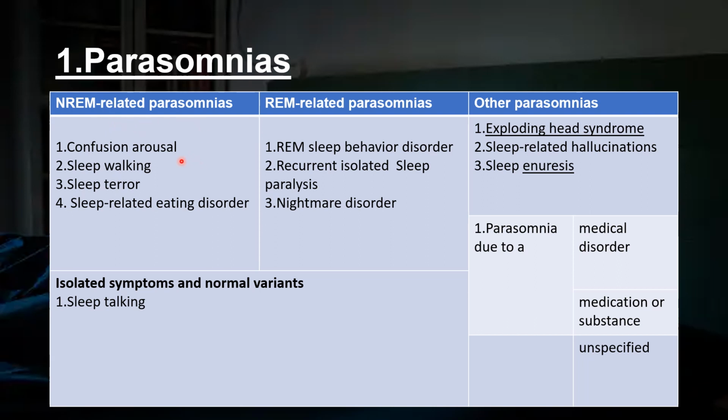Now what are the disorders that come under NREM? It can be confusional arousal, sleepwalking, sleep terror, and sleep-related eating disorder. Under REM disorders come REM sleep behavior disorder, recurrent isolated sleep paralysis, and nightmare disorder. The other parasomnias are exploding head syndrome, sleep enuresis, and parasomnias either due to a medical condition or substance abuse, and unspecified. Isolated symptoms are also categorized under parasomnias, like sleep talking.